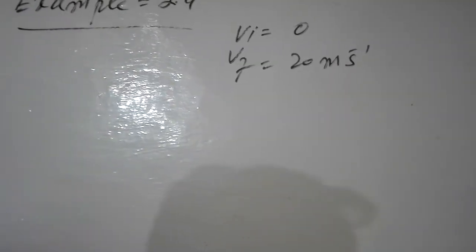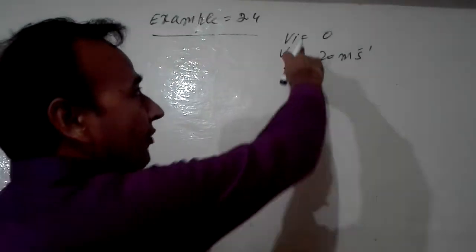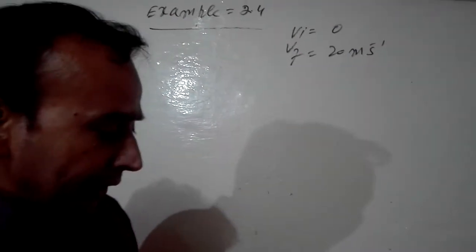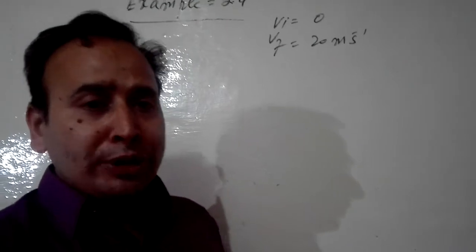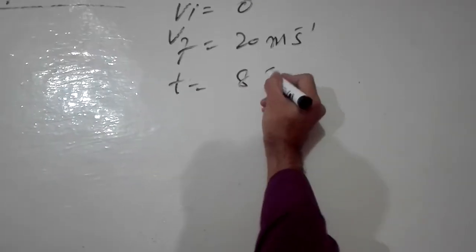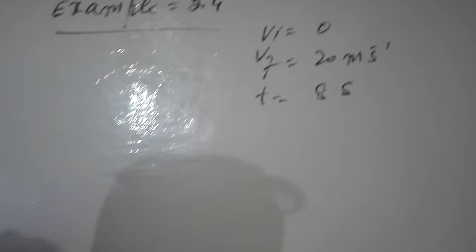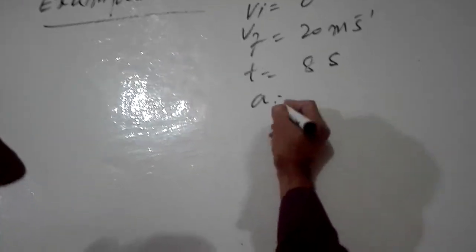Why have I written final? Because he has given us the clue. Starting from rest means initial velocity 0. Now in 8 seconds it becomes 20 meters per second. So that's why final velocity is 20 meter per second. And time is 8 seconds. T equals 8 seconds. I will write S for second. And then you have to find acceleration, A.